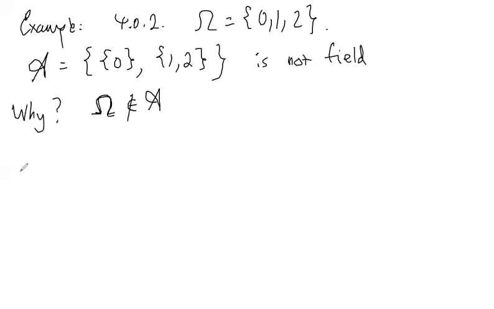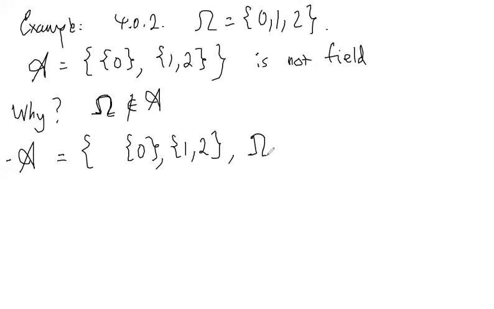So therefore, let's add some things to it, right? So now we add something to it. So when we add, right, we add omega and its complement together. So this is a field. All right. How do we know this is a field? So we check property 1, 2, and 3, right?